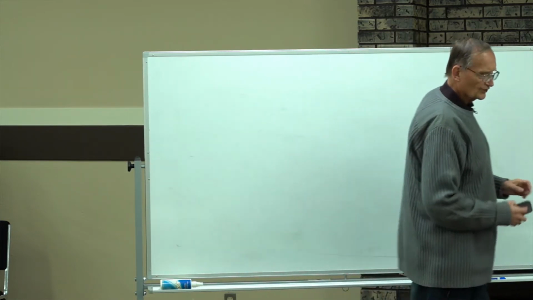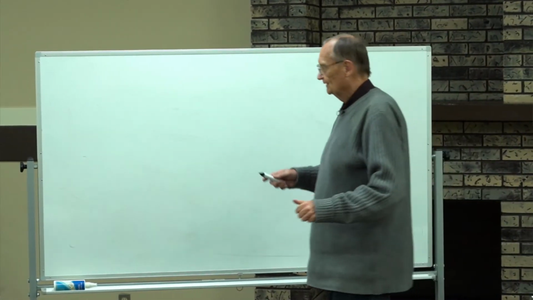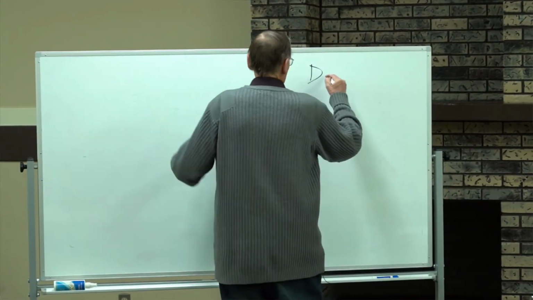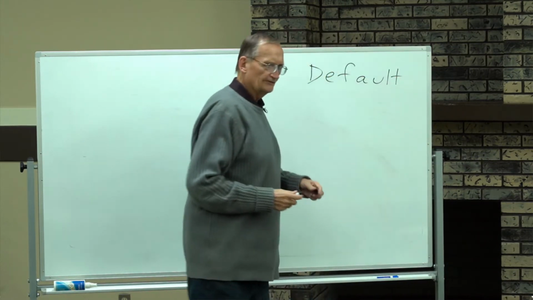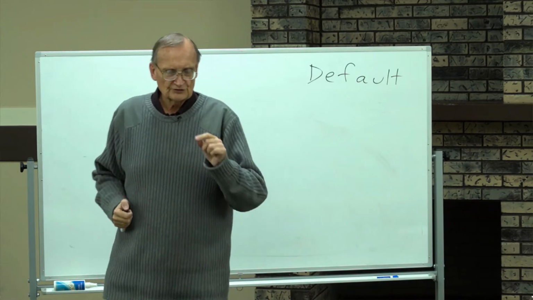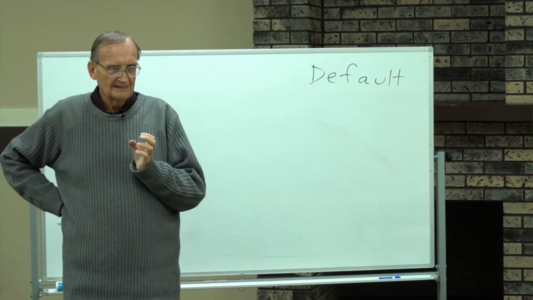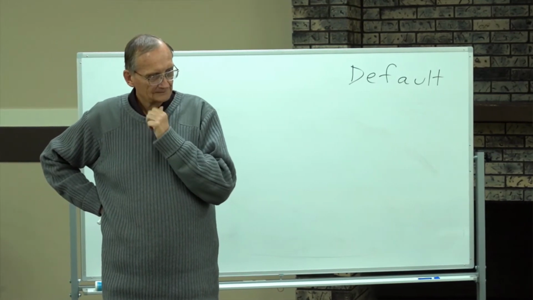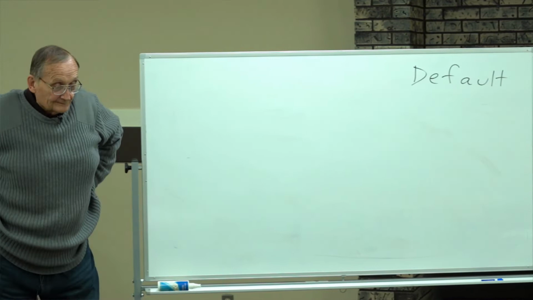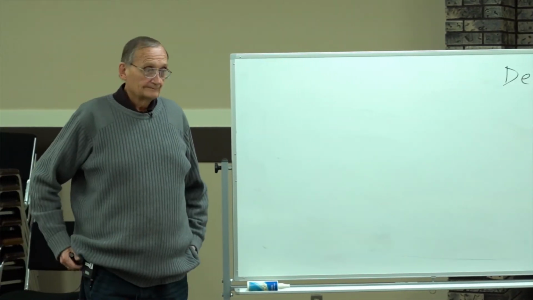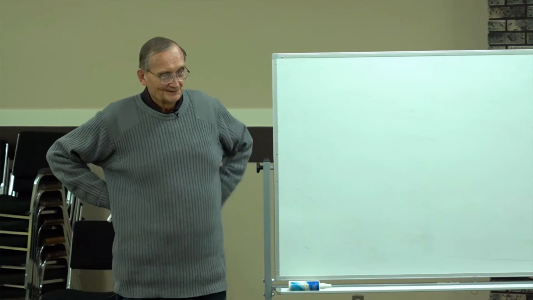Okay, the first risk we have is default risk. Default risk. The risk that the issuer won't pay, or they won't pay because they're bankrupt.